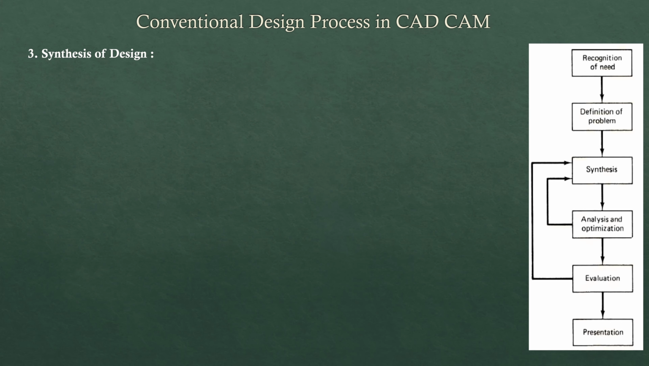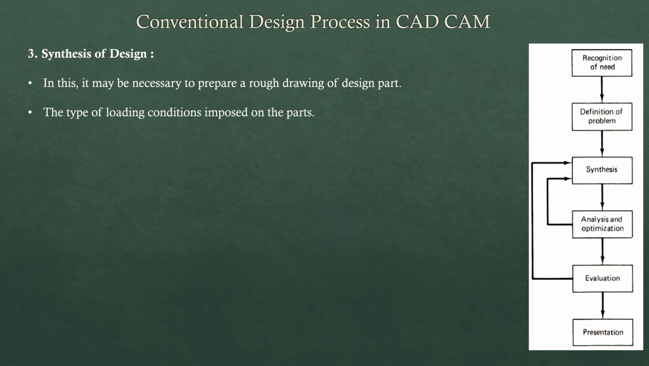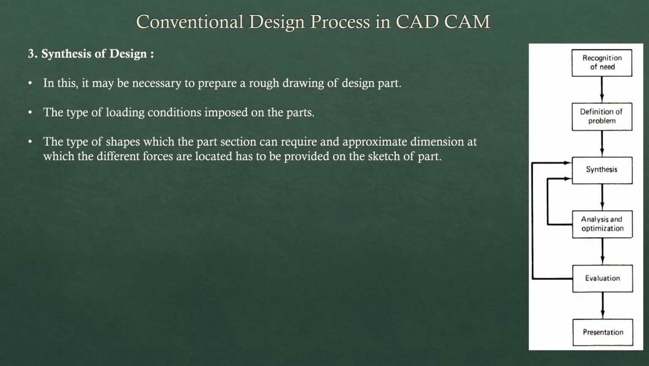Third is the synthesis of design. So in synthesis of design, it may be necessary to prepare a rough drawing of the design part. The type of loading conditions imposed on the parts, the type of shapes which the part section can require, and approximate dimensions at which the different forces are located have to be provided on the sketch of the part. So this is the third step of the conventional design process.